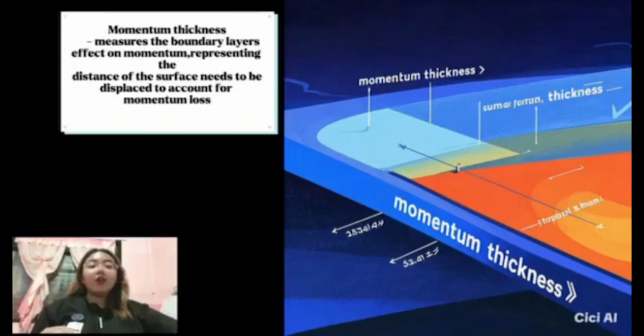So, an example of momentum thickness is, consider a flat plate placed in a flowing stream of air. The air particles touching the plate slow down, forming a boundary layer. The momentum thickness represents the distance by which the plate would need to be moved inwards to compensate for the reduced momentum within the layer. This inward displacement would effectively reduce the plate size, resulting in a smaller drag force.